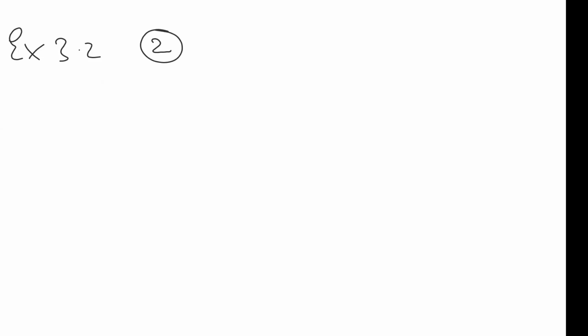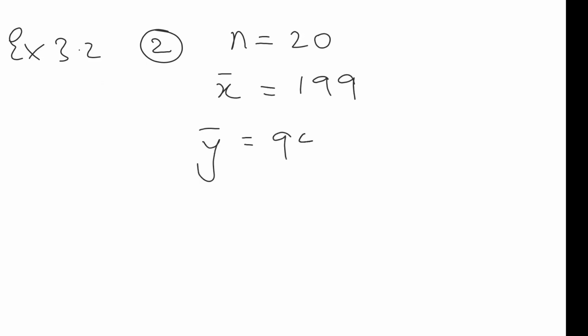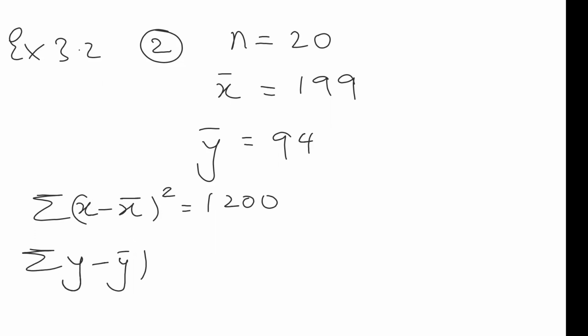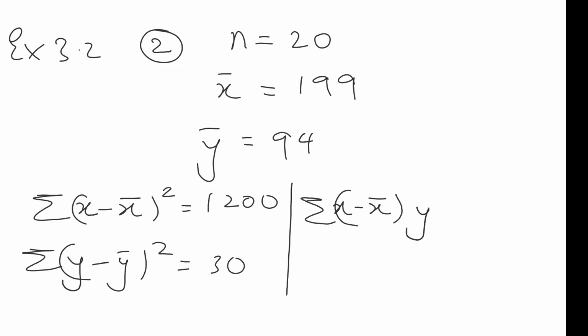So if you take a look at the data, what they have given is n is equal to 20 because there are 20 pairs of observations. X bar is equal to 199. Y bar is equal to 94. Summation x minus x bar the whole square is equal to 1200. Summation y minus y bar the whole square is equal to 30. Then summation x minus x bar into y minus y bar is equal to minus 250.